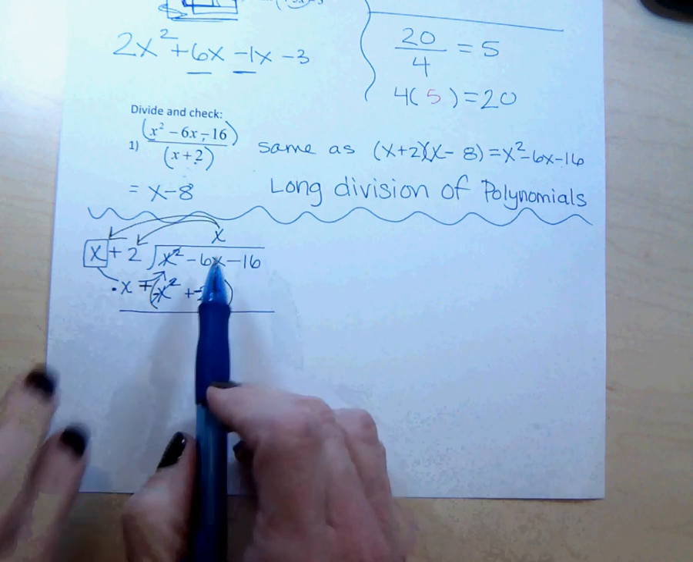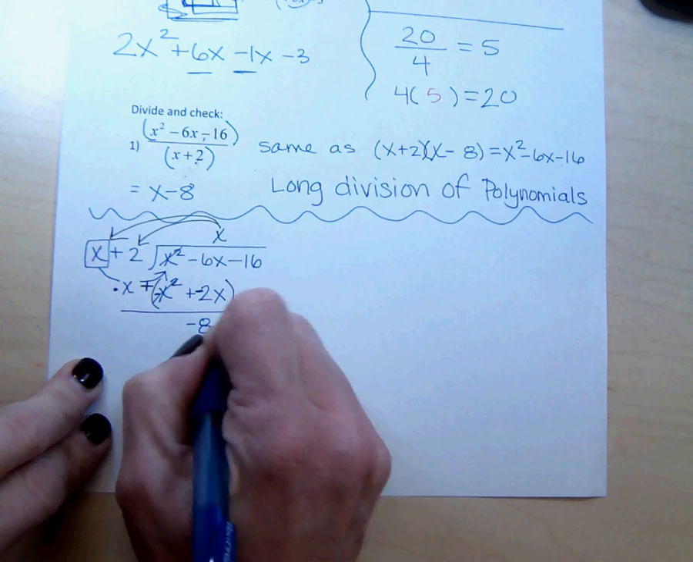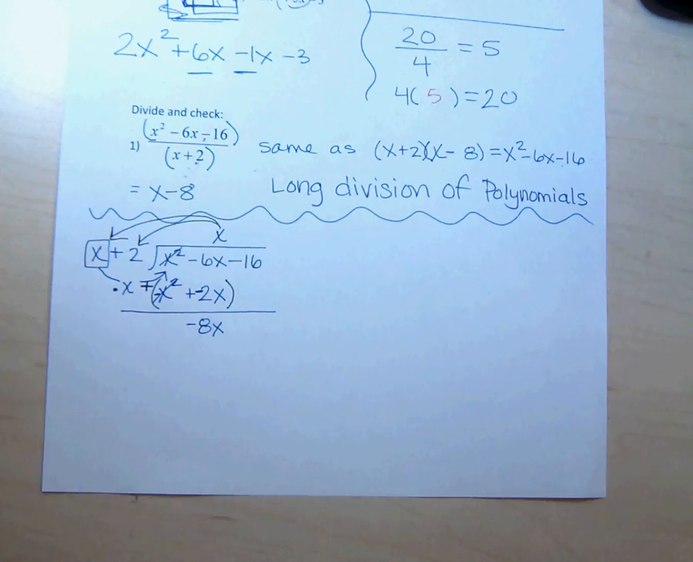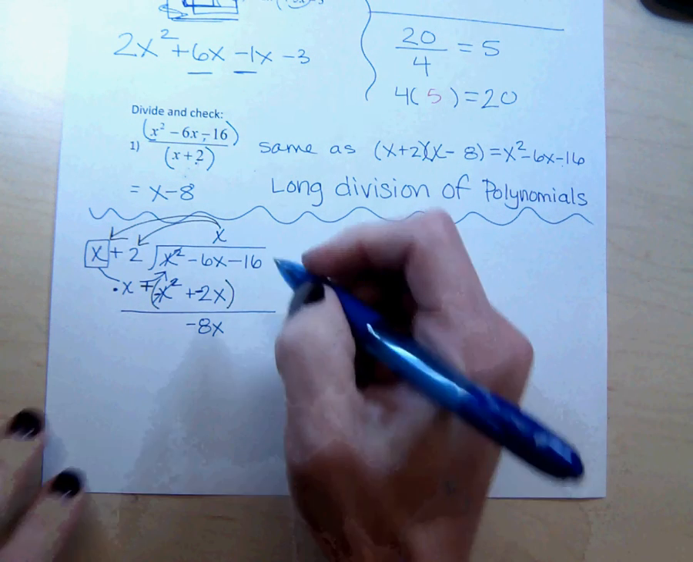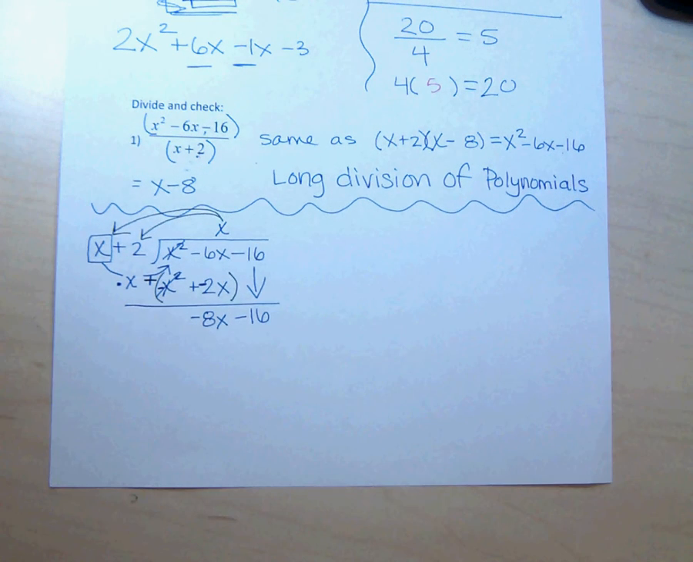And then I have a negative 6x plus negative 2x, which is negative 8x. And then I bring down the minus 16. Okay. Now let's take another look at that real quick. Changing that to the plus and then the minus, that can sometimes be confusing as well.